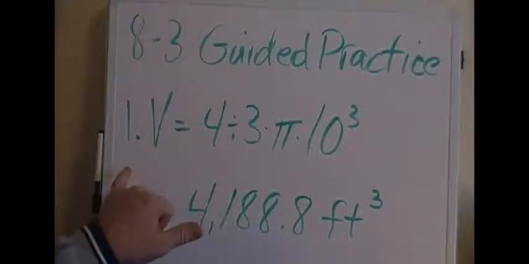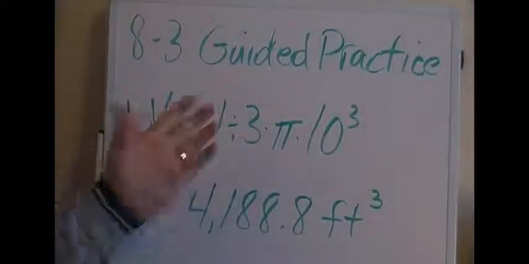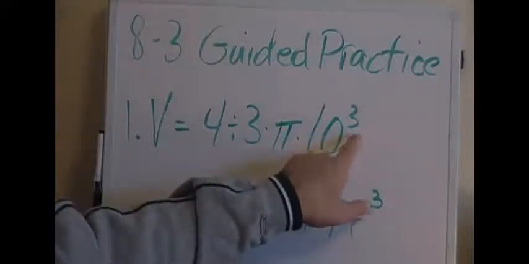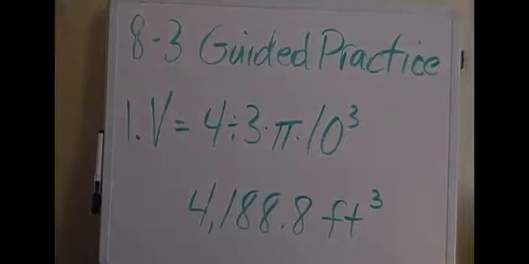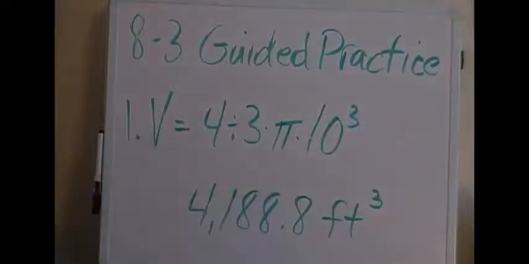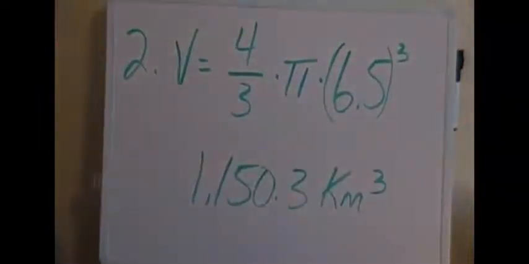Okay, this is 8-3, guided practice. First problem, we're again doing volume of a sphere, so our formula is 4 over 3, or 4 divided by 3, times pi times the radius cubed. Don't forget to cube. That's one of the mistakes that will often happen with sphere problems. And in this case, we have a radius of 10, so it's a matter of putting all the digits into the calculator and doing the calculation, and you should get 4,188.8 cubic feet.